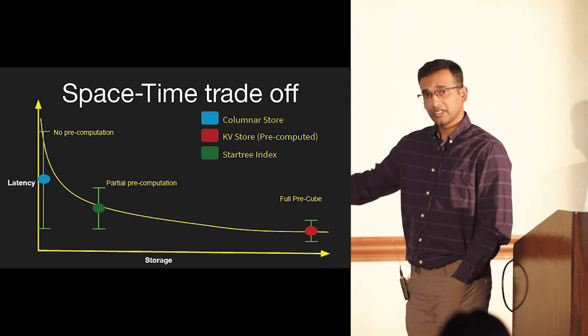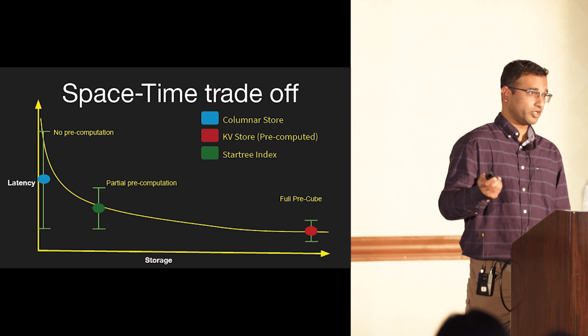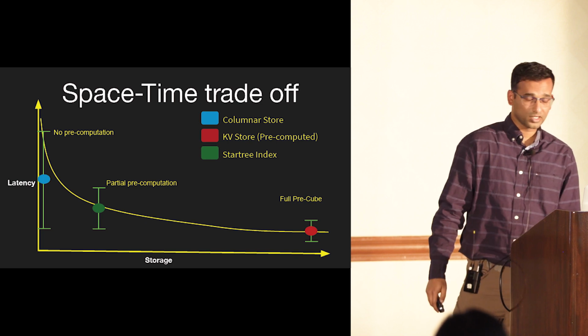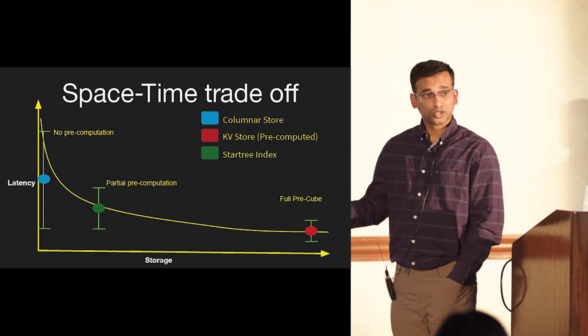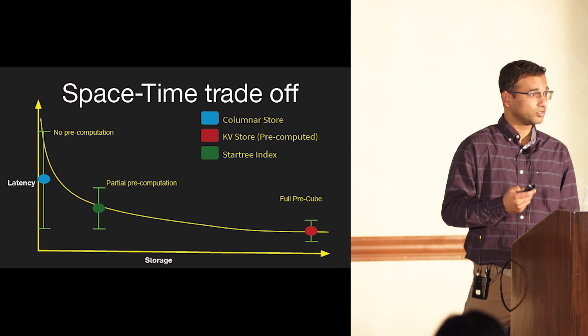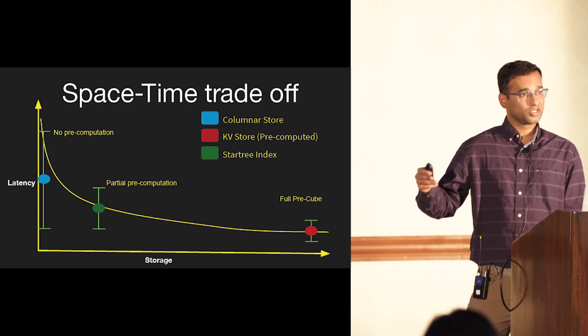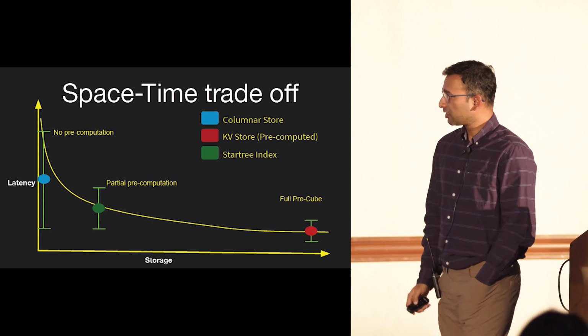And on the other end, you have these pre-cube solutions, where the latency is very good because it more or less becomes a lookup. But then the storage is very high because you're pre-computing a lot of things. So as the number of dimensions increases, the storage cost increases drastically. So you have a steep curve here.